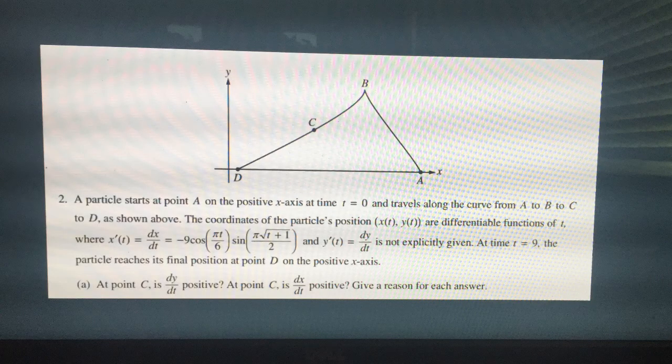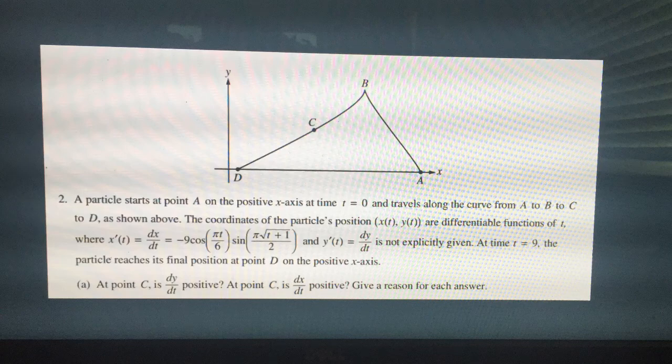So we are given that there's a particle that starts at point A on the positive x-axis at time t equals 0 and travels along the curve from A to B to C to D as shown above on the graph. The coordinates of the particle's position, x of t and y of t, are differentiable functions of t where x prime of t equals dx over dt, which equals negative 9 times cos of pi t over 6 times sine of pi times the square root of t plus 1 divided by 2. And y prime of t equals dy over dt, but is not explicitly given. At time t equals 9, the particle reaches its final position at point D on the x-axis.